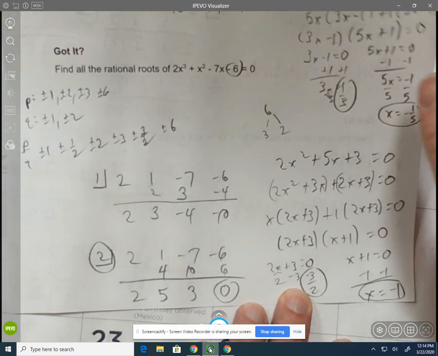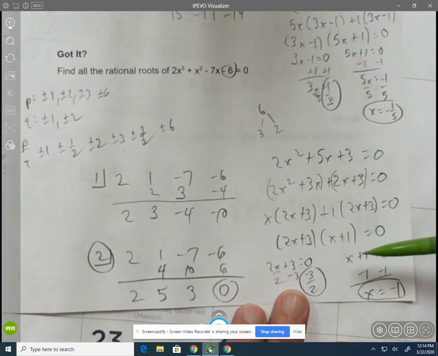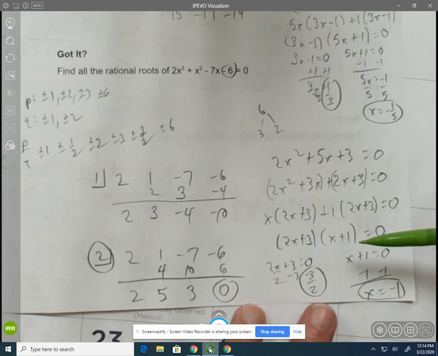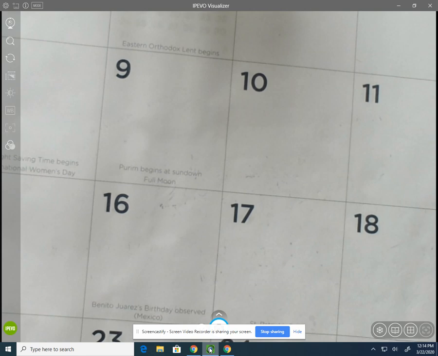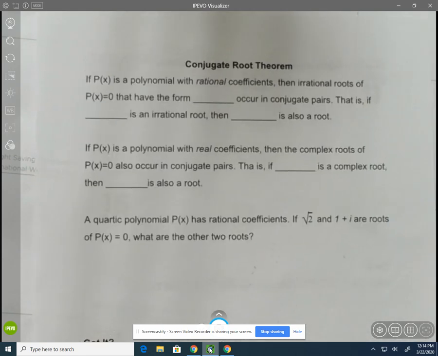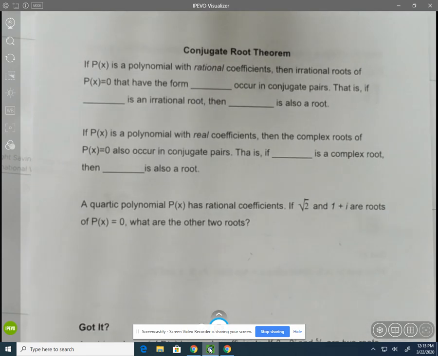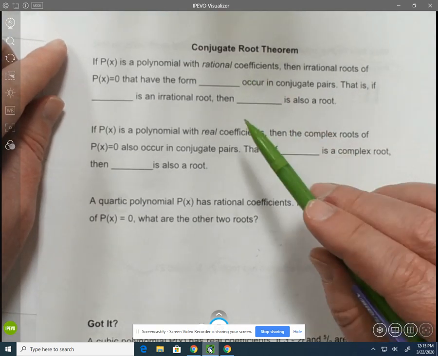You can do the quadratic formula, or like I showed here, you can factor it to find those other two. Okay. All right. One last thing that I want to look at here, and I lied. We are going to look at one other theorem, but this one I think is going to be a lot easier, a lot simpler for you to catch on to. It's what's called the conjugate root theorem.